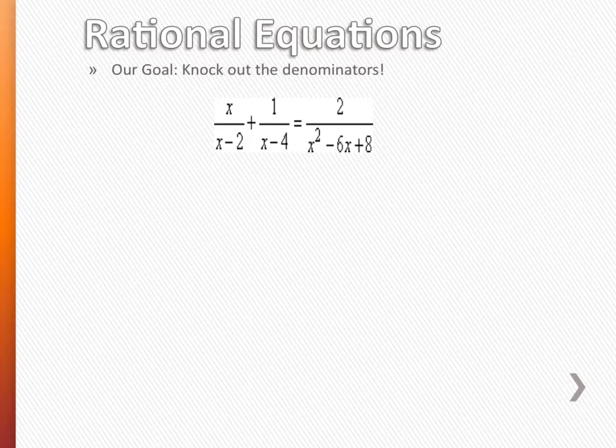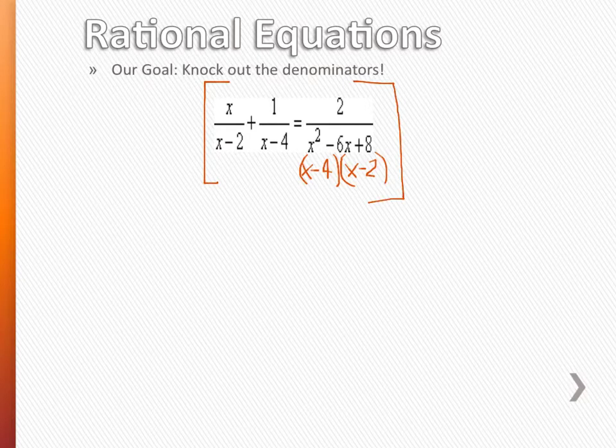So here you might be able to recognize right away that with our x squared minus 6x plus 8, we can factor that. After doing so, we can see that it would be x minus 4 and x minus 2. Now we can recognize that this is related to the denominators of these other fractions. So now we want to multiply the whole problem by these two factors of x minus 4 and x minus 2.